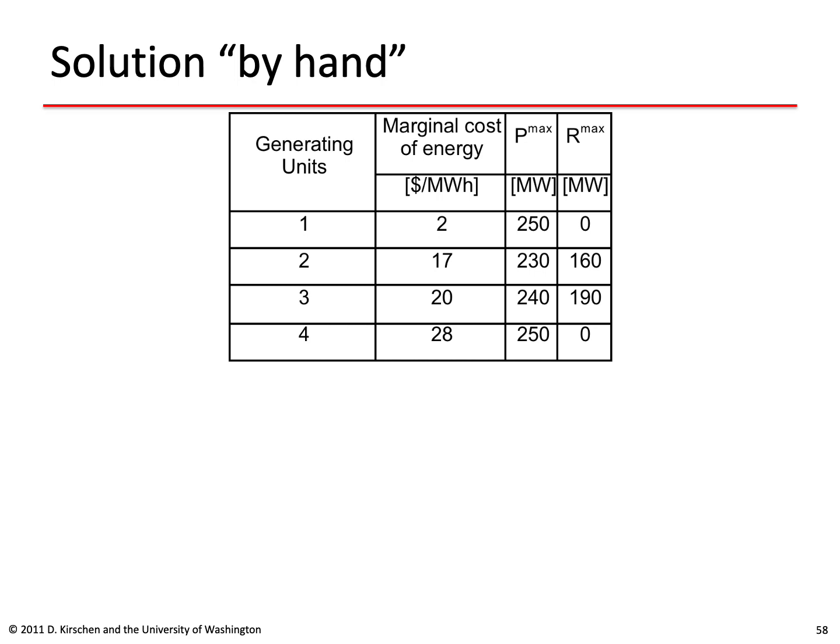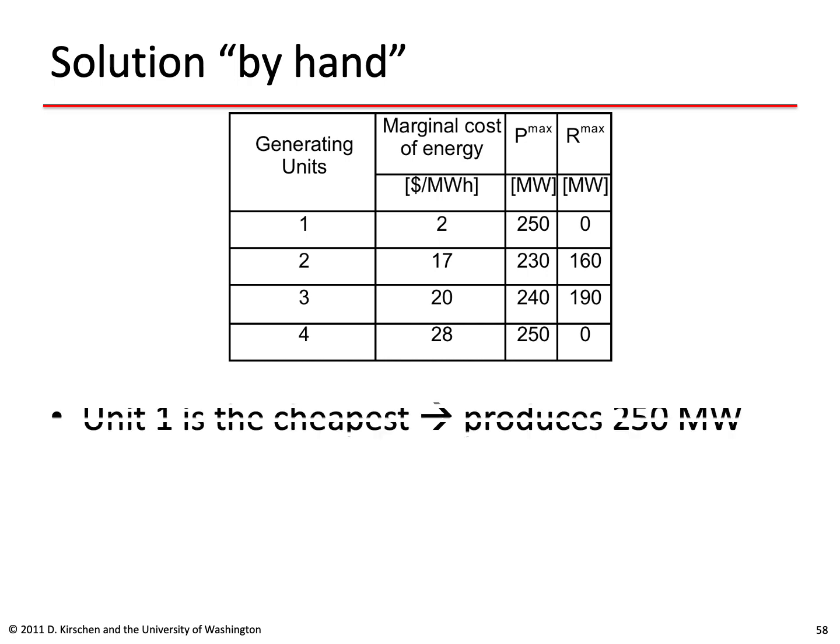So to get a better feeling for what's going on, we will try a solution by hand of this problem. And in this particular case, this can be done reasonably easily, and we can use it to really get a feeling for what's going on. We'll start by observing that unit 1 is the cheapest and will therefore always produce its maximum output because its marginal cost of energy is so much cheaper than the others.